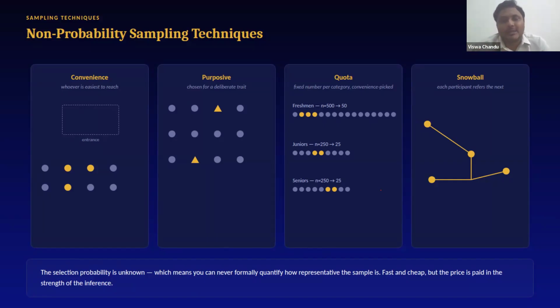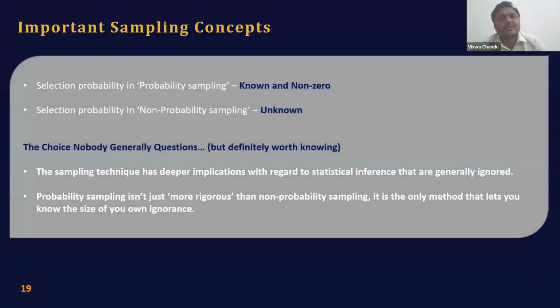So it is a very pragmatic approach, snowball sampling, when you're dealing in such scenarios. So these are various sampling techniques. And these are the important sampling considerations in selection probability. The selection probability in probability sampling is known and non-zero. The selection probability in non-probability sampling is unknown. Of course, it is not known because you are depending on either identifying a deliberate trait, or you are depending on what is easier for you to do.